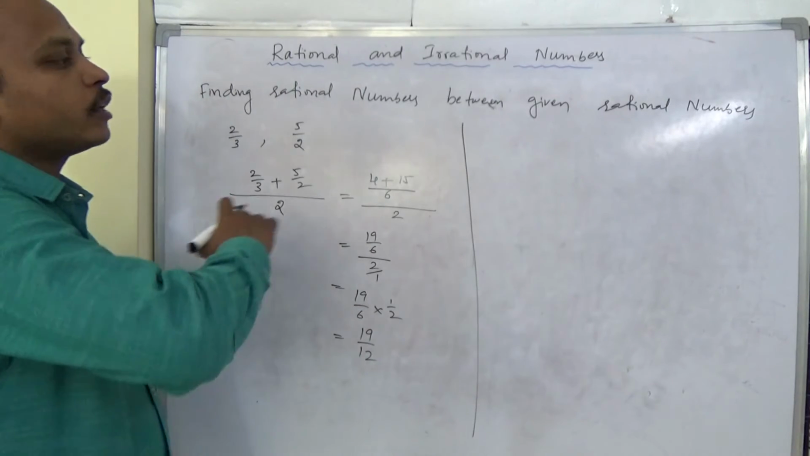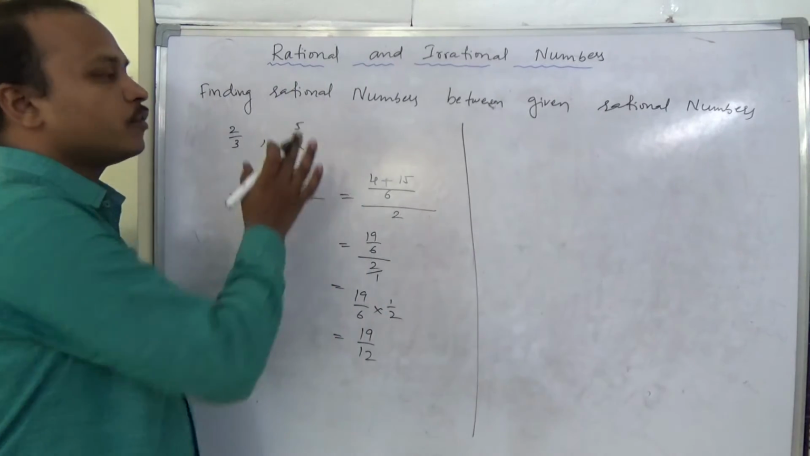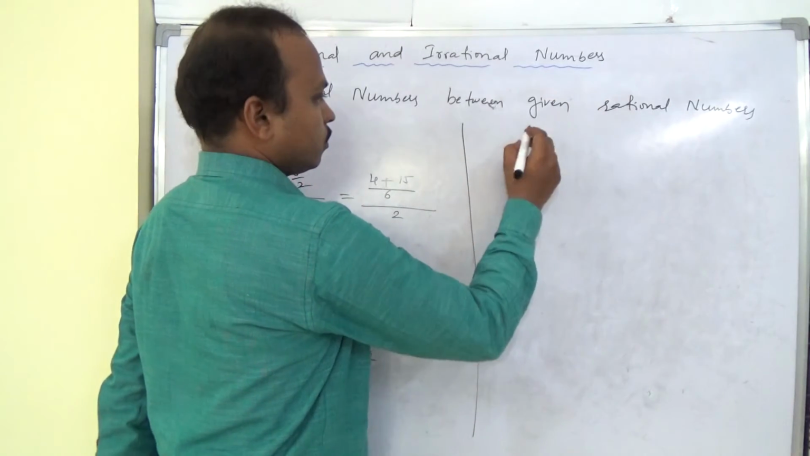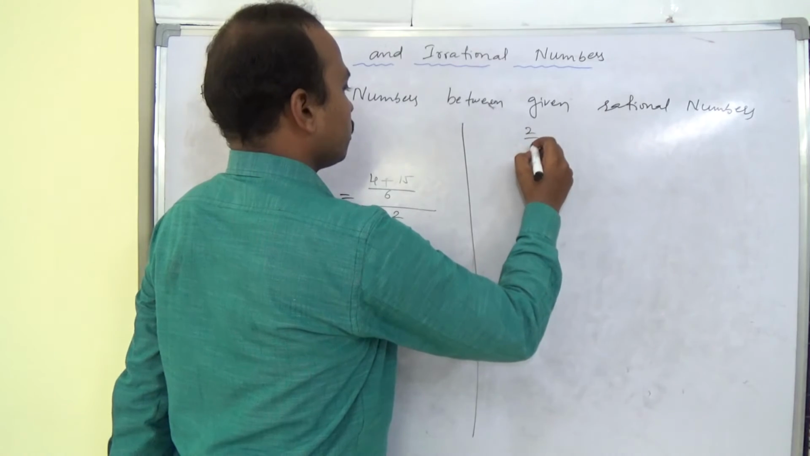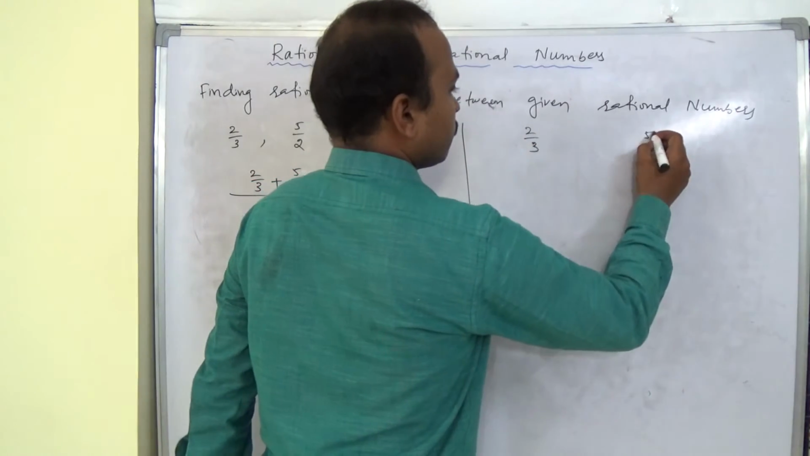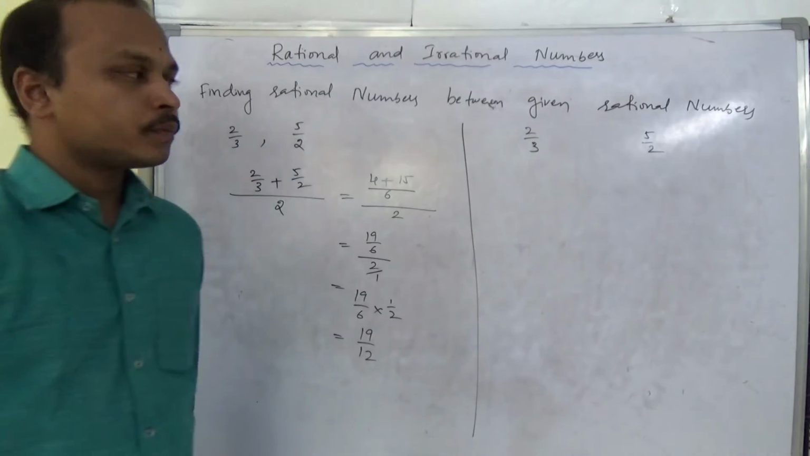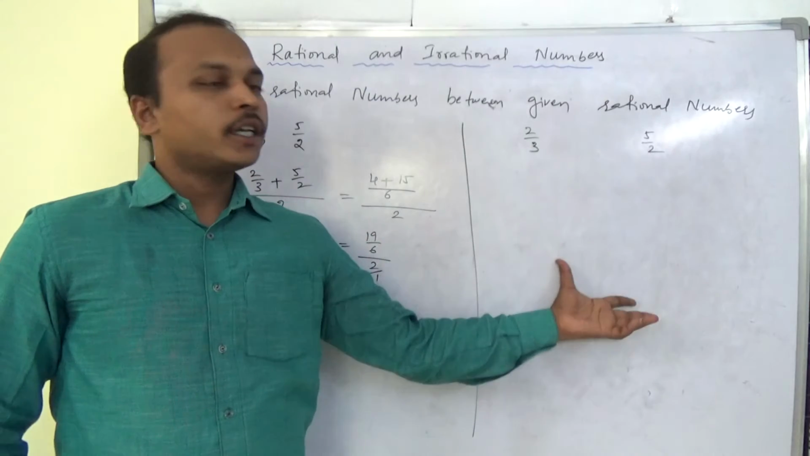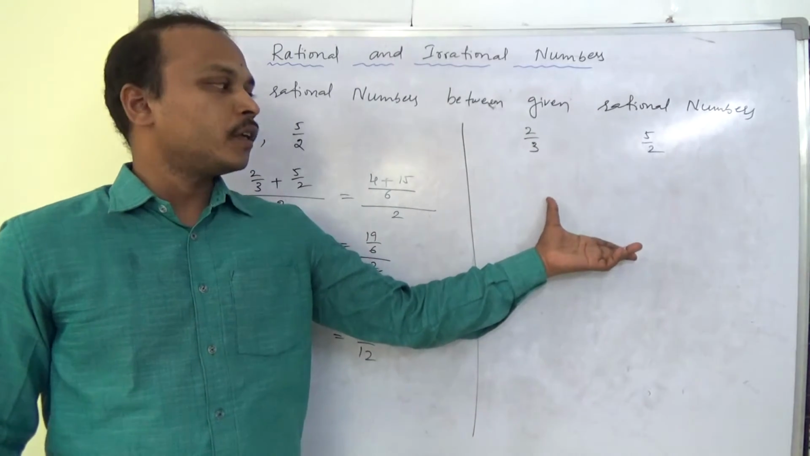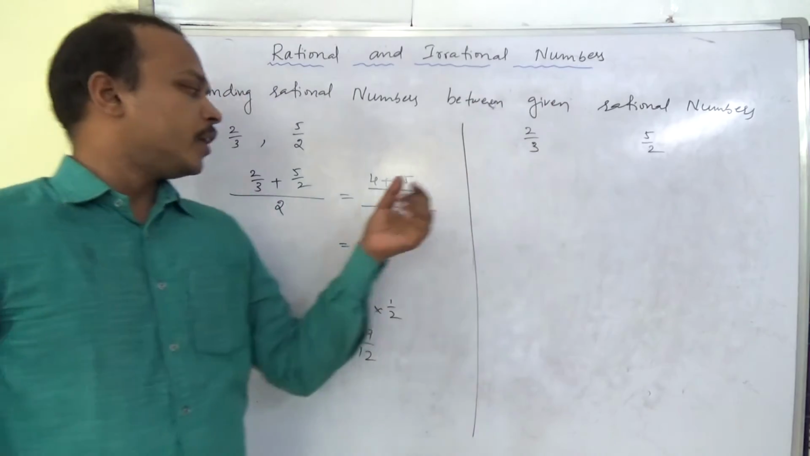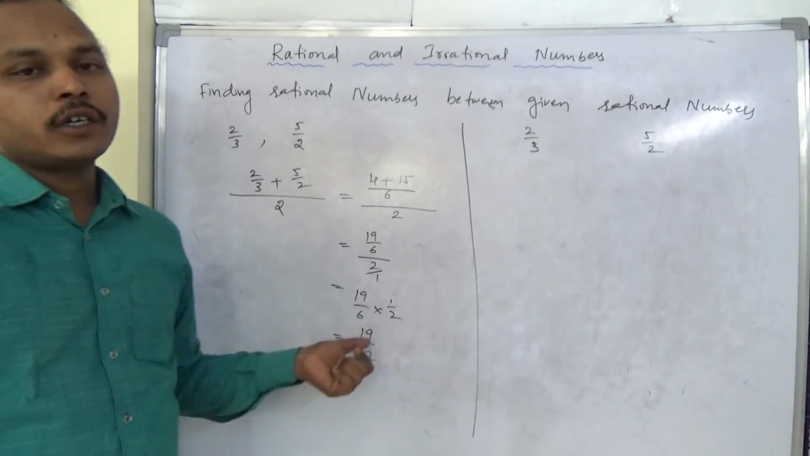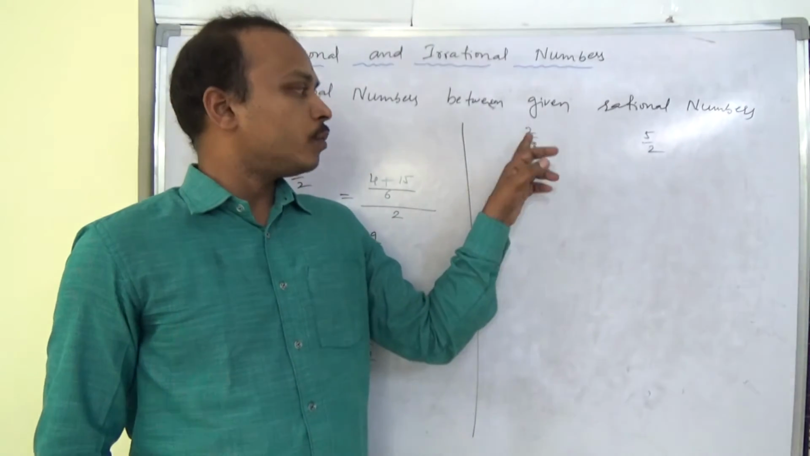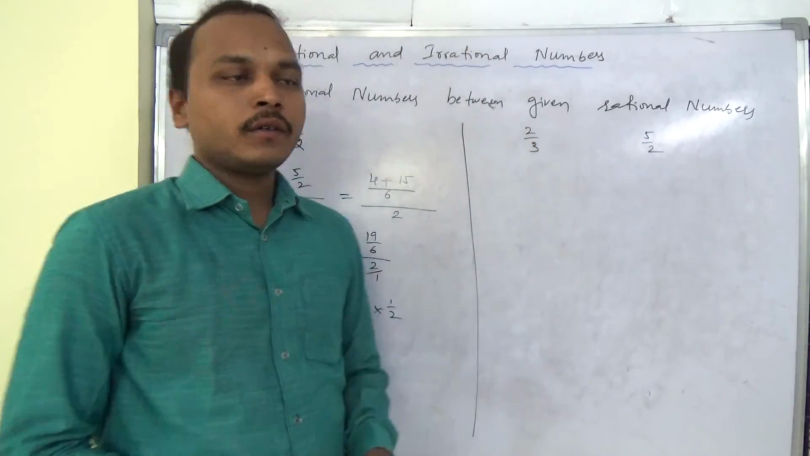If you want to find a very large number of rational numbers between two given numbers, when they ask for many, I am taking the same example, 2 by 3 and 5 by 2. I need many rational numbers at a time, like 5, 10 or 15 between them. Every time adding and dividing by 2, again adding and dividing by 2, is a long process. The easiest method is to first make the denominators equal.